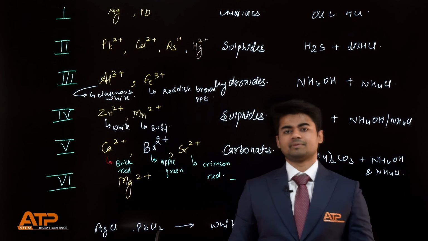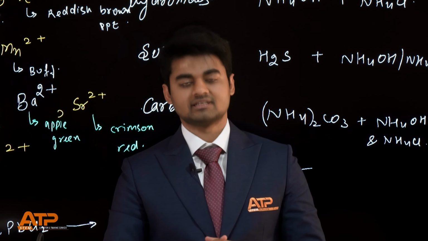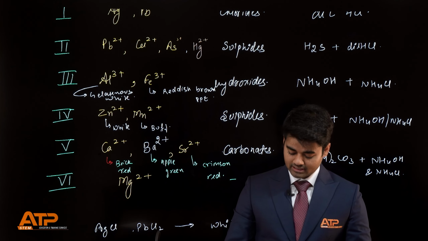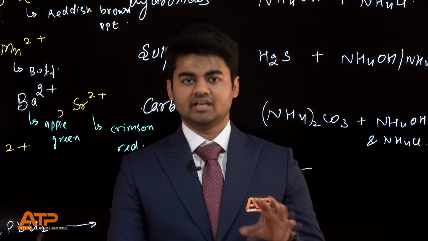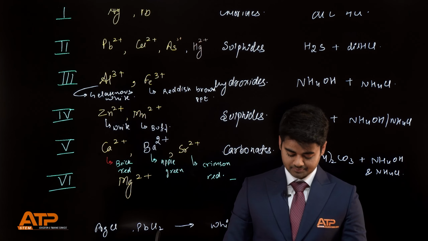Group 5 cations are to be precipitated as their respective carbonates. Carbonates of these cations are white in color: calcium 2 plus, barium 2 plus, Sr2 plus, their carbonates are white in color. For that we need ammonium carbonate that will give us a ready source of the carbonate ions.